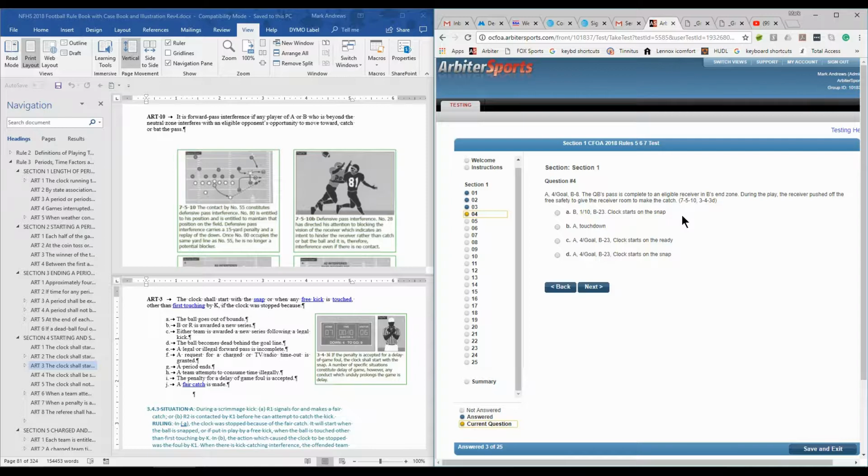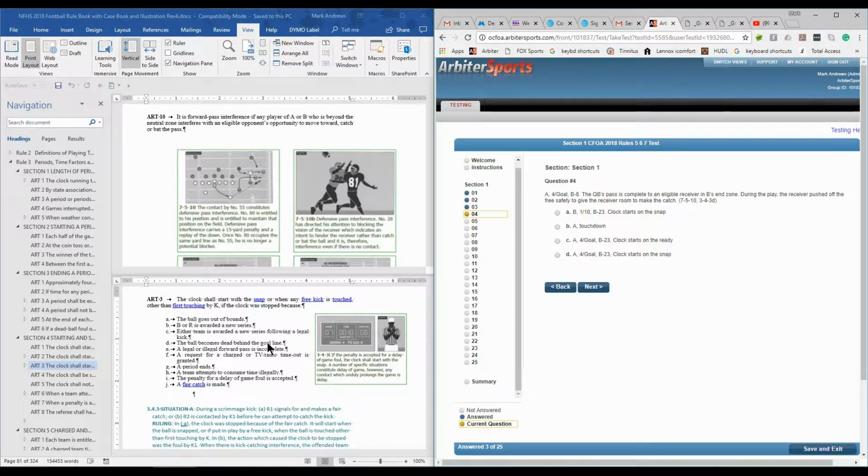And then the question is, what's the clock status? So we're going to replay the down. It'll be 4th down. We'll mark the penalty from the B8. This is a loose ball play, so the basic spot is the previous spot. So we're going to go from the 8, 15 yards, that put it on the 23. And now the question is, is it C or D? Does the clock start on the ready or on the snap? 3-4-3D says the clock still shall start with the snap when the ball becomes dead behind the goal line.